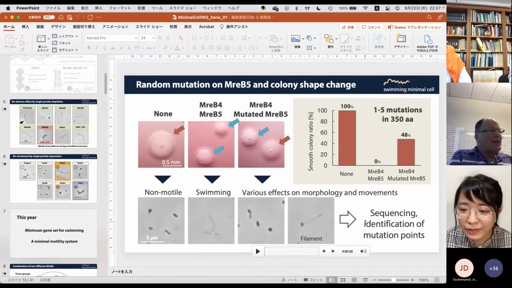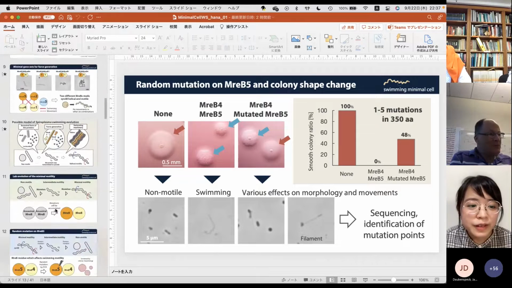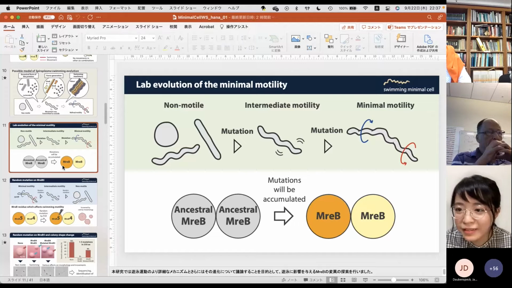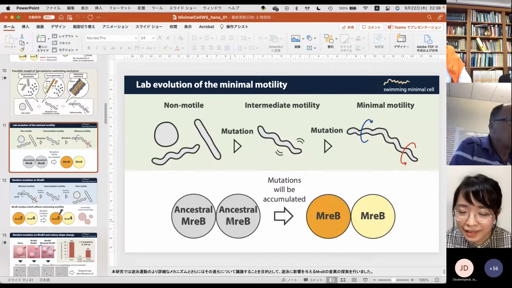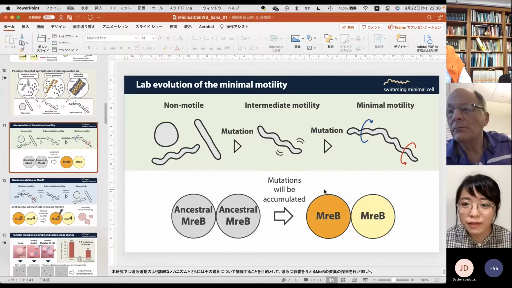Okay. What will you do next? Yeah, we'd like to reconstruct the evolution in the laboratory of the minimal cell, minimal motility. At first we construct an ancestral MRAB from the sequence, and we will give it random mutation. This is the final goal of our study.